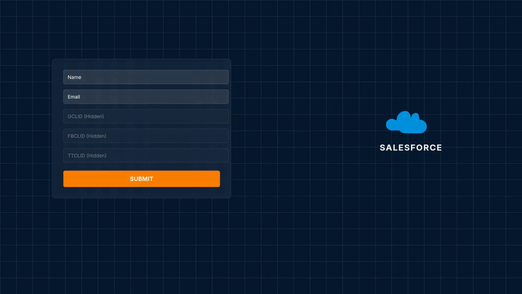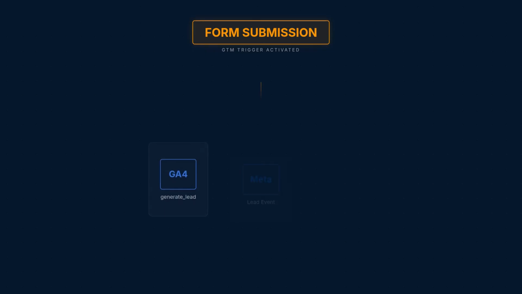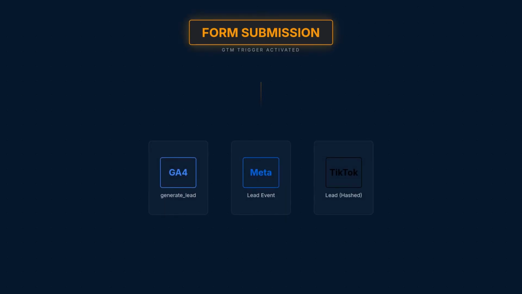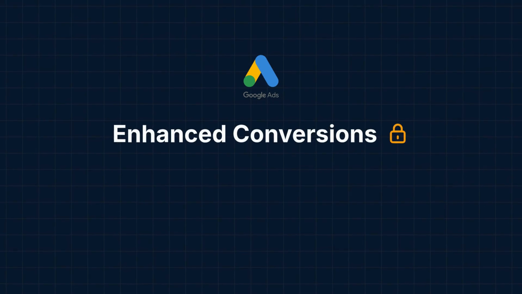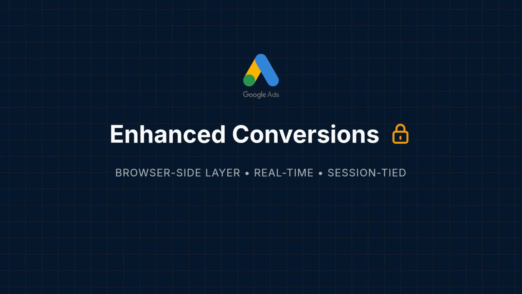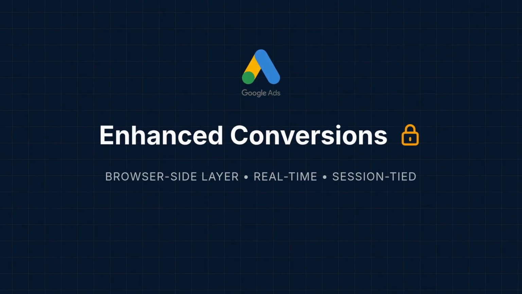Finally, fire your platform tags. Build a form submission trigger. On that trigger, fire GA4 generate lead, Meta lead event, and TikTok lead event with hashed user data. And fire the Google Ads conversion tag with enhanced conversions. This is your browser side layer, fast, real time, and tied to the user session.